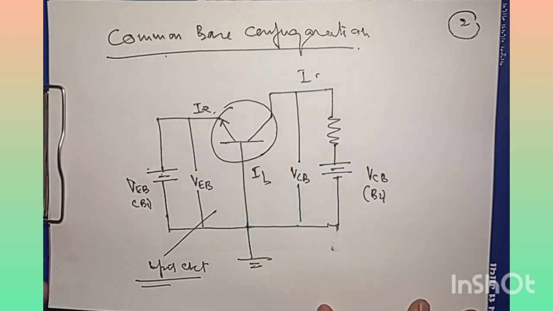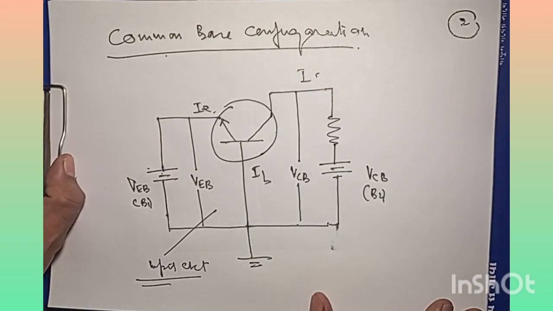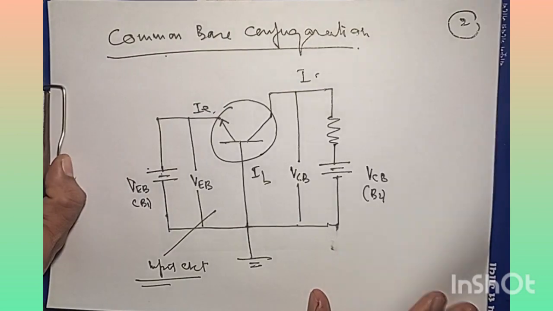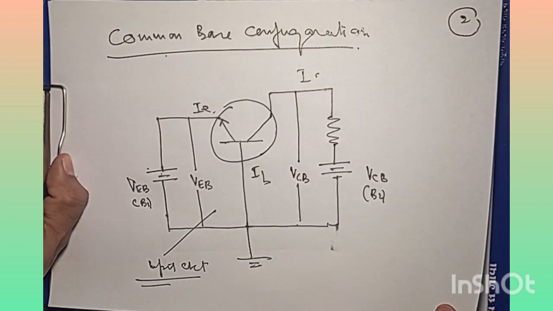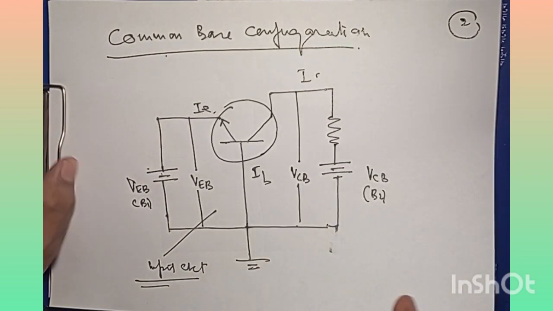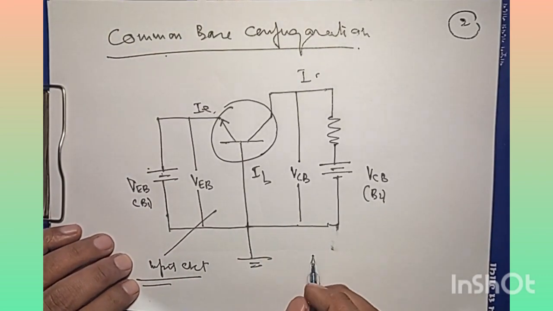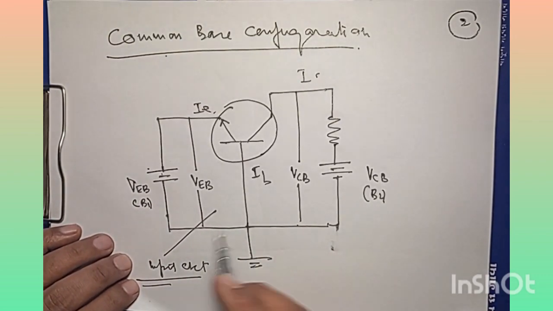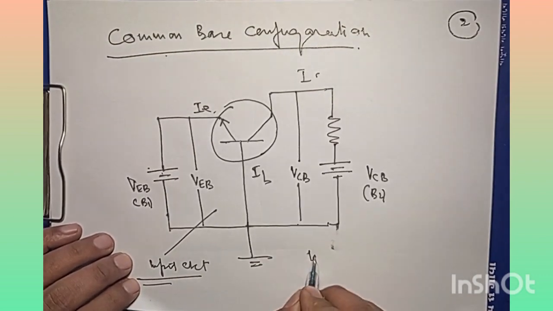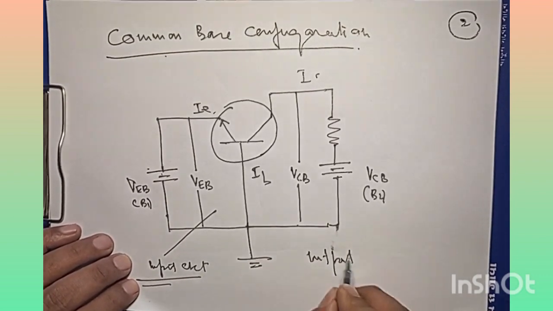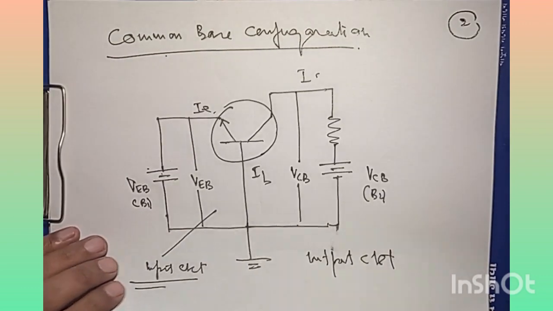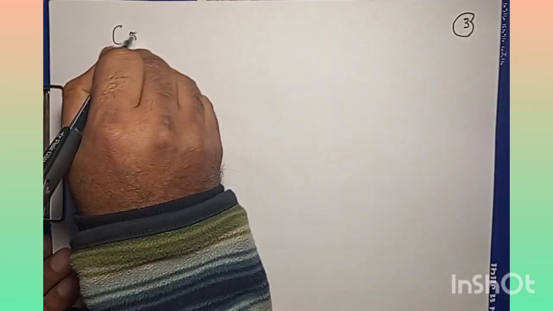And finally we have the common collector configuration. So we would like to go with that. We can clearly see that the input circuit in this case is forward biased, and the output circuit is reverse biased. Now moving on to the third configuration, and that is the common collector configuration.